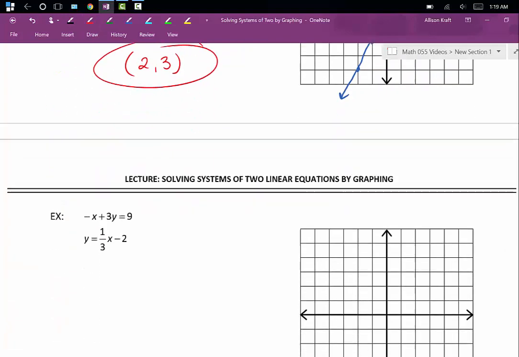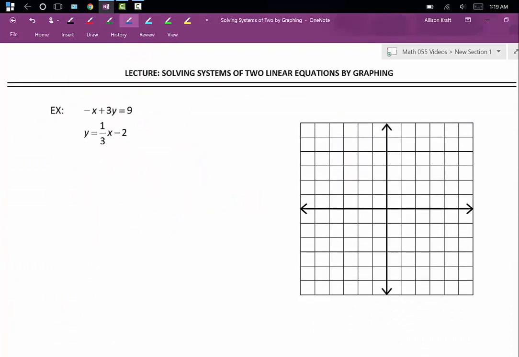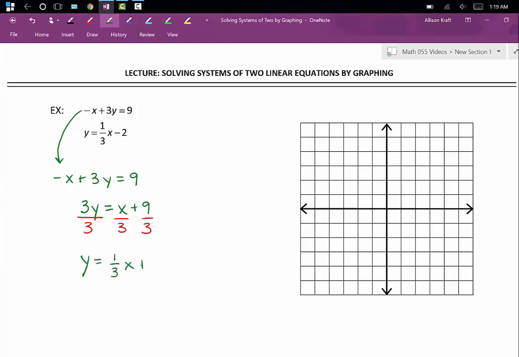Let's try another one. The first thing we want to do is rewrite our equations in slope-intercept form. I'll start with negative x plus 3y equals 9. I'll add x over, and then divide each term by 3. This is going to give me y equals 1/3 x plus 3. My other equation is already written in slope-intercept form.